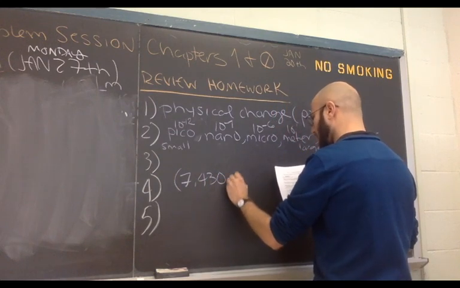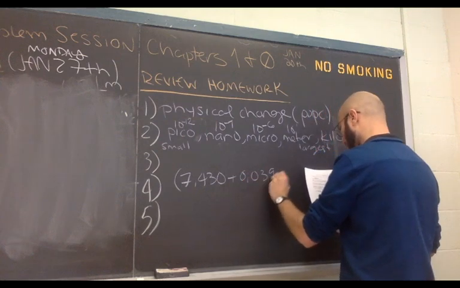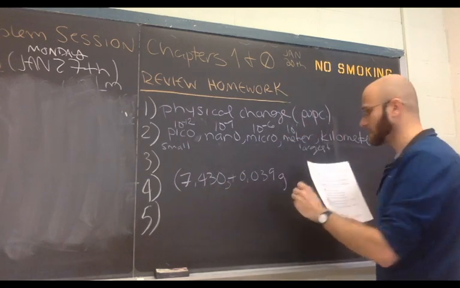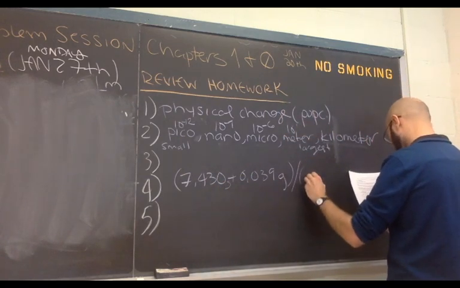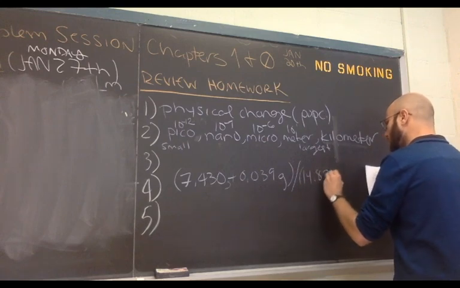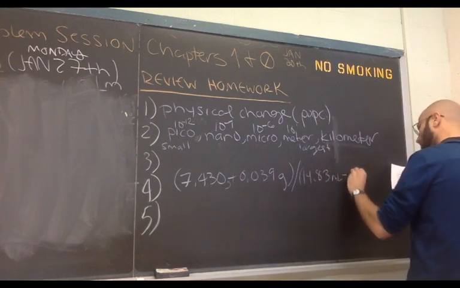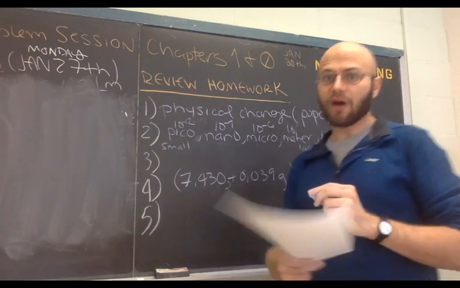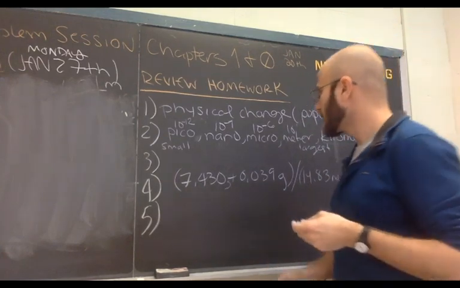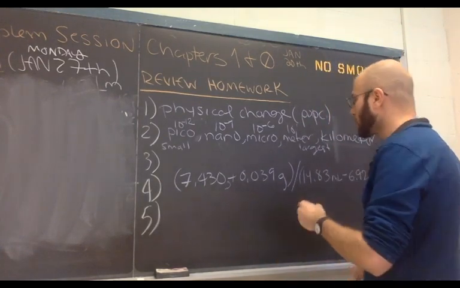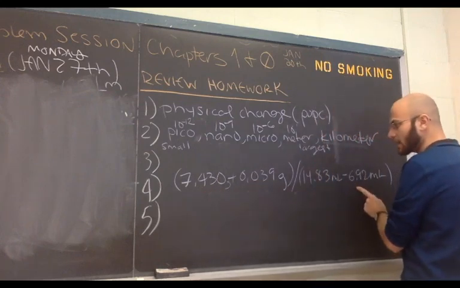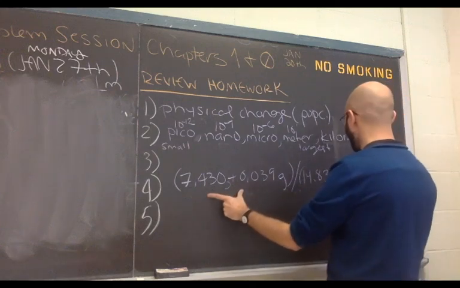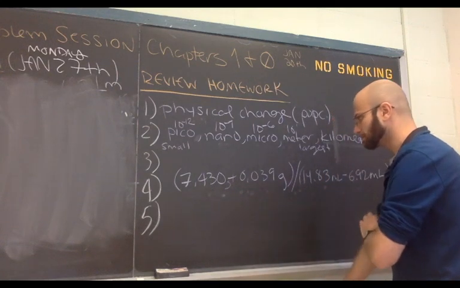7.430 plus 0.039 grams. They should both be grams. See, even I forget units. Divided by 14.83 milliliters minus 6.92 milliliters. So the first thing I hope I don't have to review, but I'm happy to, is the order of operations, right? You want to make sure that you're not just going left to right? You wouldn't add this and then divide by this number. We want to make sure we're doing the math in each of the parentheses together.